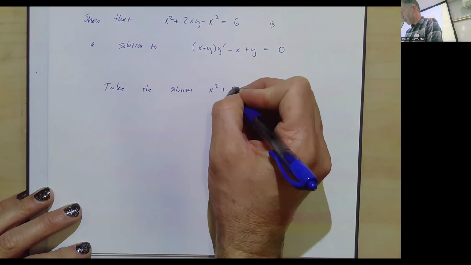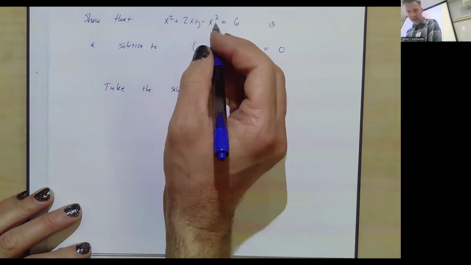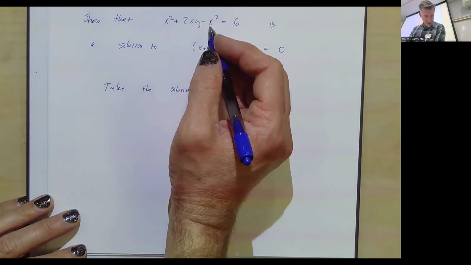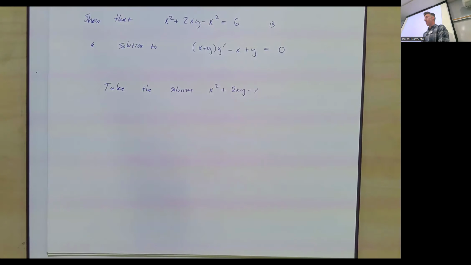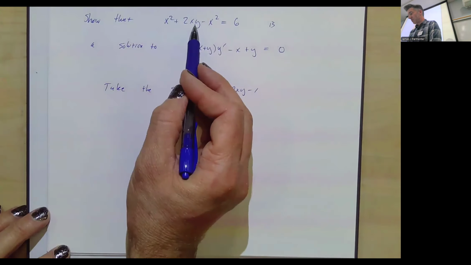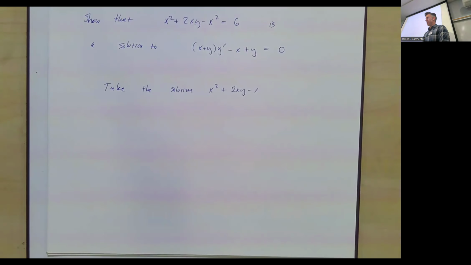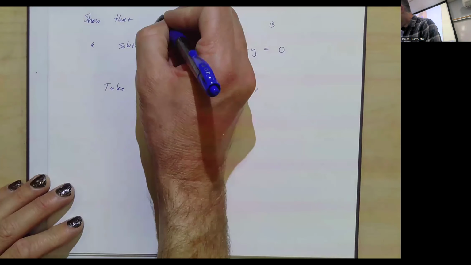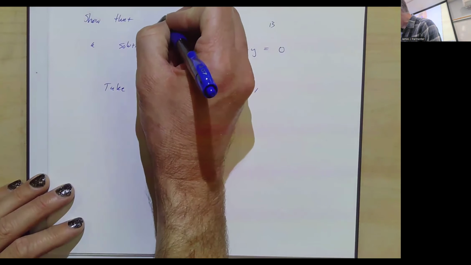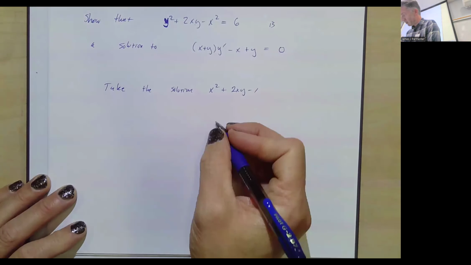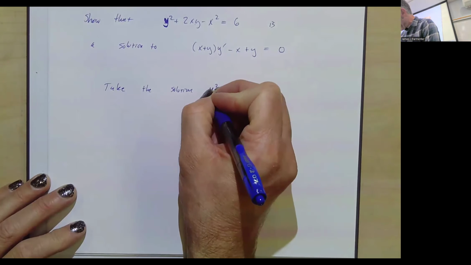So we're going to take this equation, x squared plus 2xy minus, that should be a y squared, sorry. No, sorry, I wrote the wrong thing. It should have been y squared plus 2xy minus x squared equals 6. Otherwise, why would you write both those x squareds, right? That seems really silly. Sorry about that. That should have been a y squared there, not an x squared.